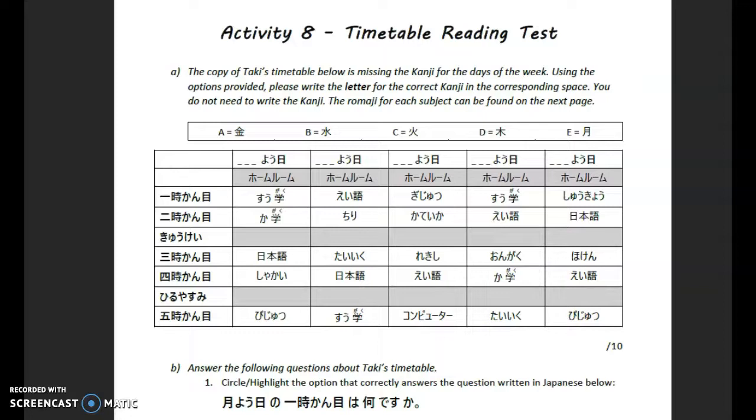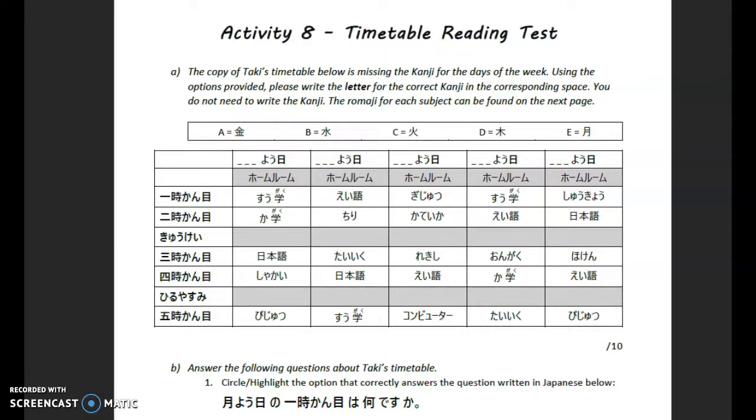Starting off with Activity 8, A. The copy of Taki's timetable below is missing the kanji for the days of the week. Using the options provided, please write the letter for the correct kanji in the corresponding space. You do not need to write the kanji. The romaji for each subject can be found on the next page.